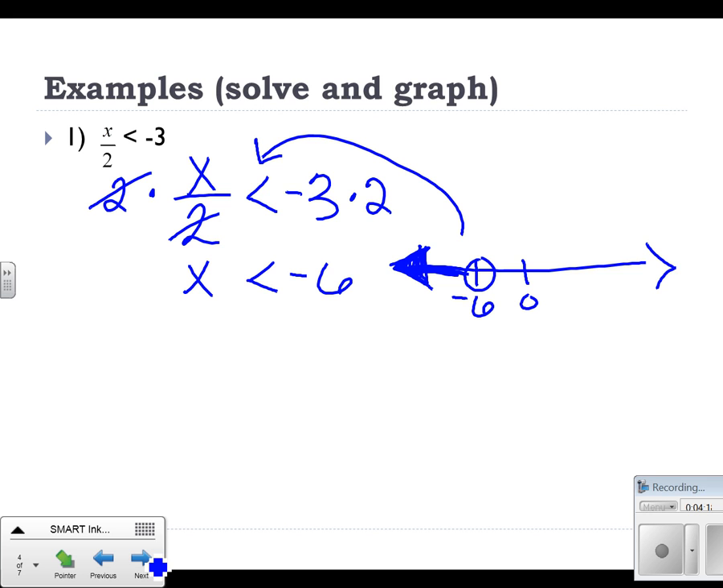So we can check our work. We could take a number that would be shaded, like -10 is shaded. Plug -10 in for x. -10 divided by 2 would give you -5. -5 is less than -3. That is true. So that is correct.